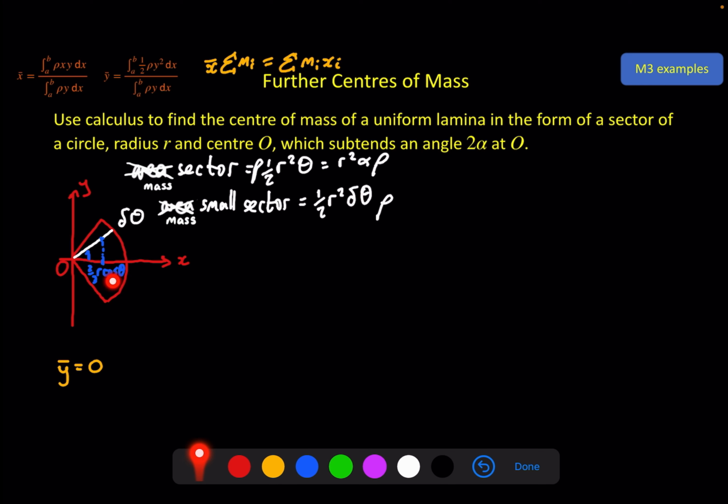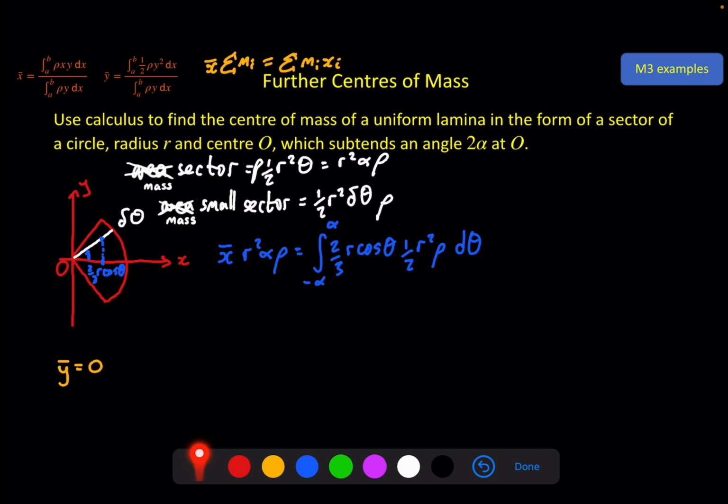So putting these three things into here, we get x bar times r squared alpha rho is equal to the sum of 2/3 r cos theta, that's the x-coordinate of the centre of mass, times a half r squared rho delta theta, that's the mass of the small sectors, and then we're going to integrate that, so I'll change that to a d theta, and we're going to integrate from minus alpha to alpha around the sector this way.